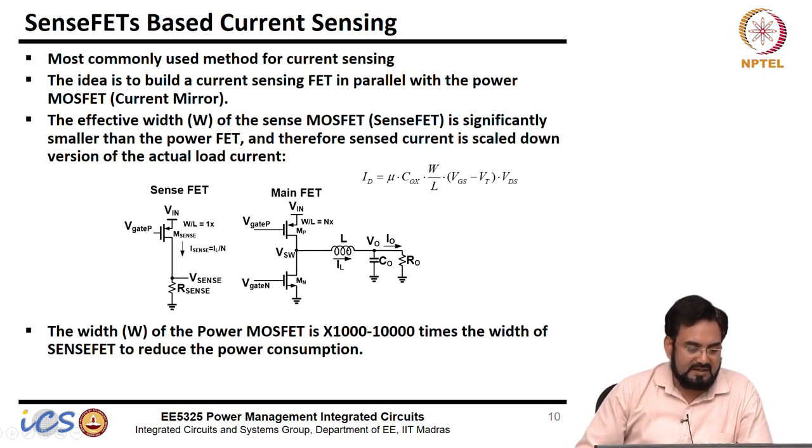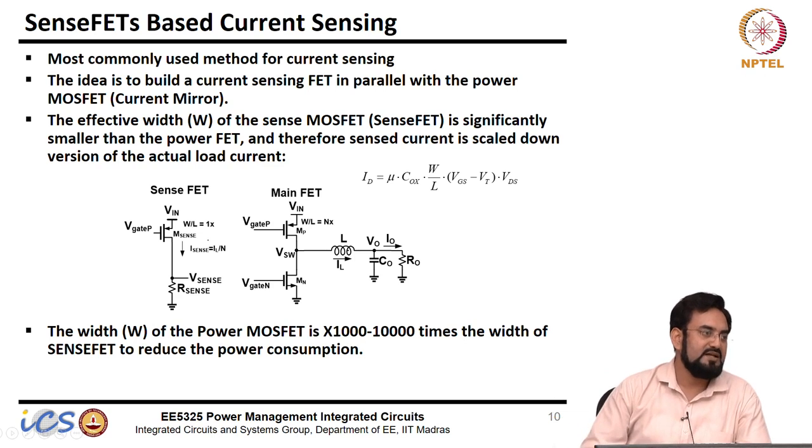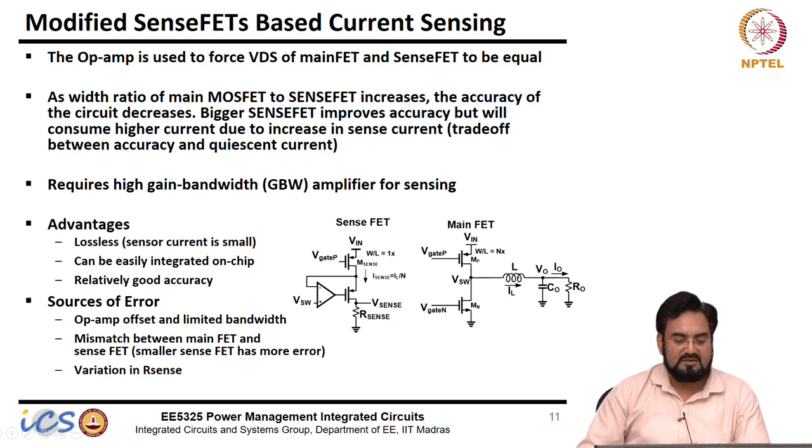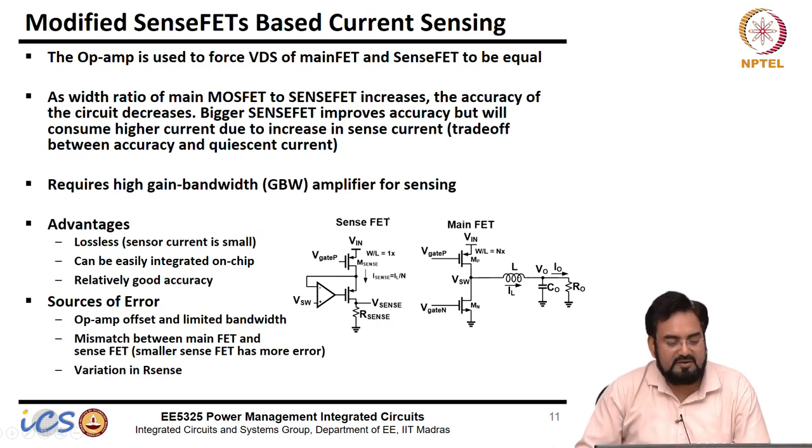So, if I have, let us say, this current is nothing but this current divided by n, because if VDS is matched and VGS is matched, then the current will scale according to the W by L size, the ratio of which is n here. So, this becomes IL by n, and you dump it into a resistor, you get the V sense voltage. So, voltage to current converter. This voltage will contain the information of the current.